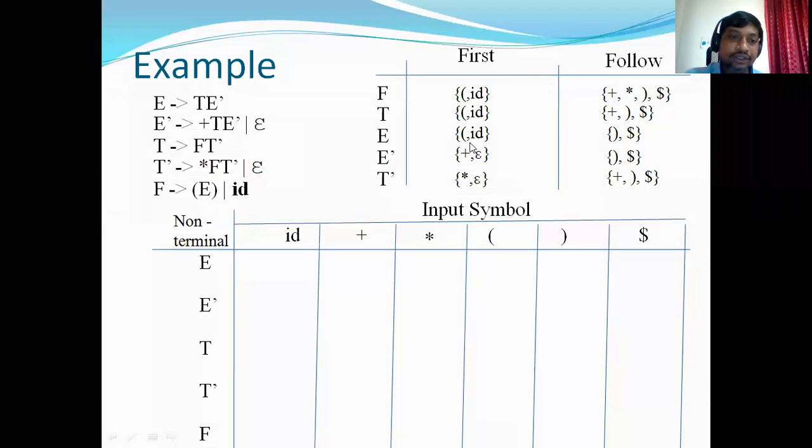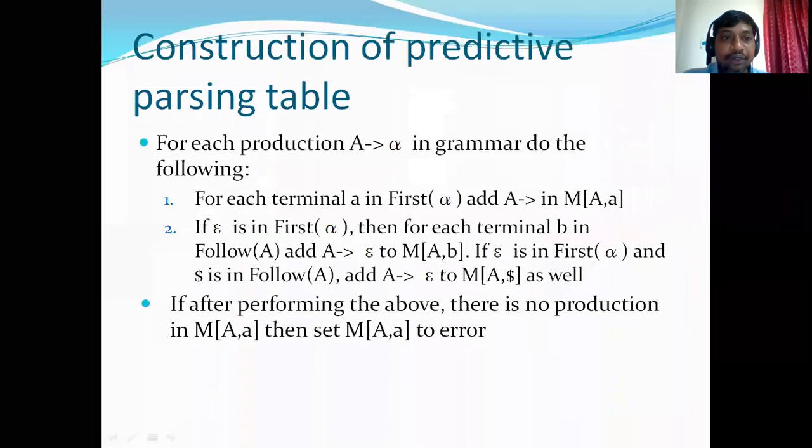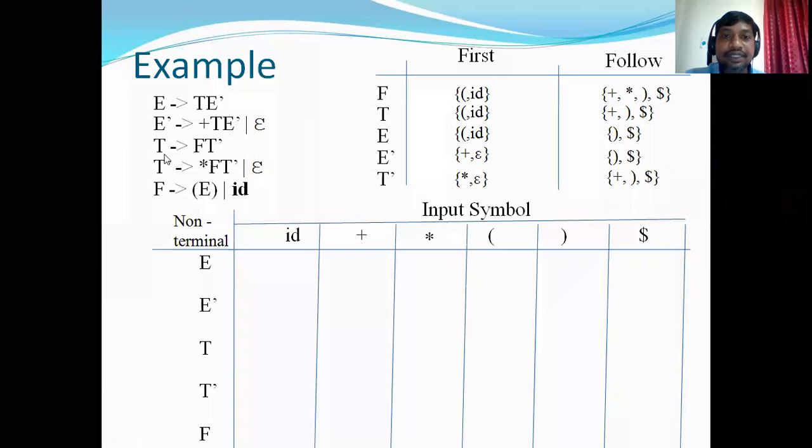See this one, construction procedure. For each production A to alpha in grammar, do the following. What does the first rule say? For each terminal a in first of alpha, add A derives alpha in M[A, a]. M refers to the table here. Now let us apply the first rule. For each terminal a in first of alpha, let us consider F and its first set.